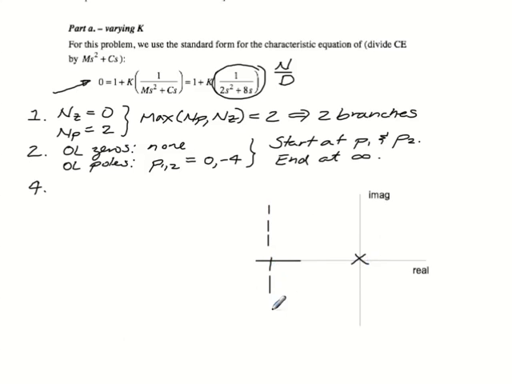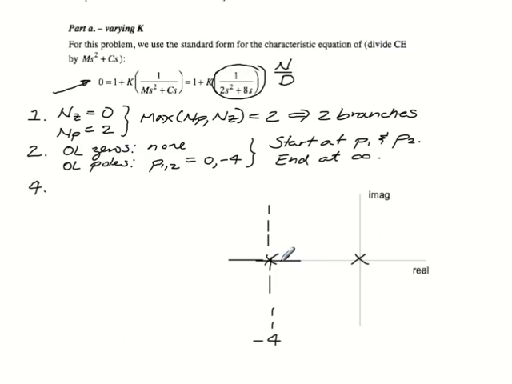So I'll draw a line down here to indicate that that's where our other pole is going to be. Let me extend my axis about like that. Now, what rule number 4 says is that we need to look to the left of an odd number of poles or zeros on the real axis.